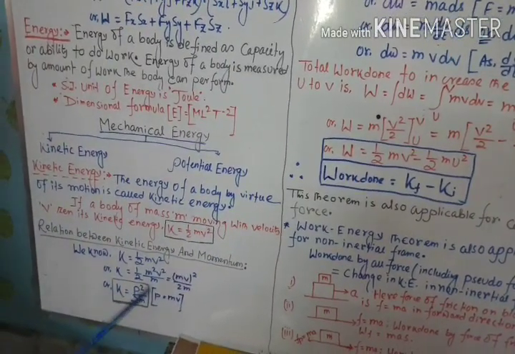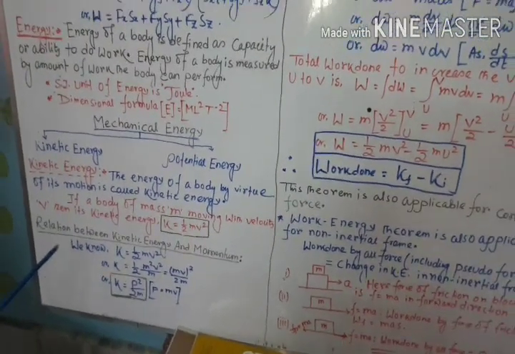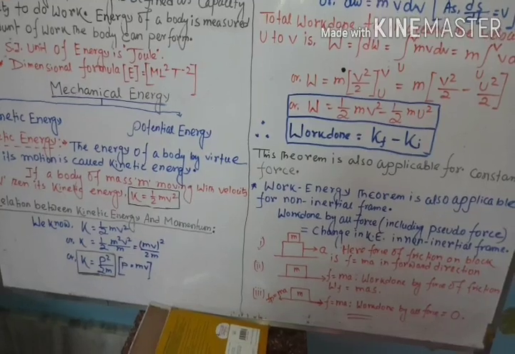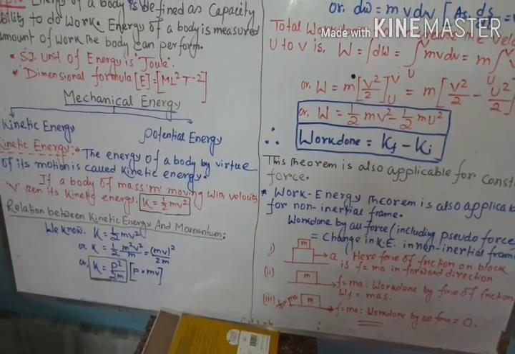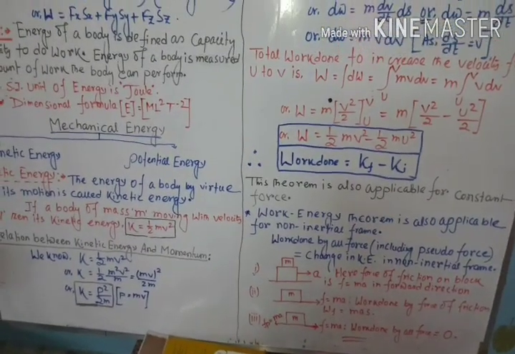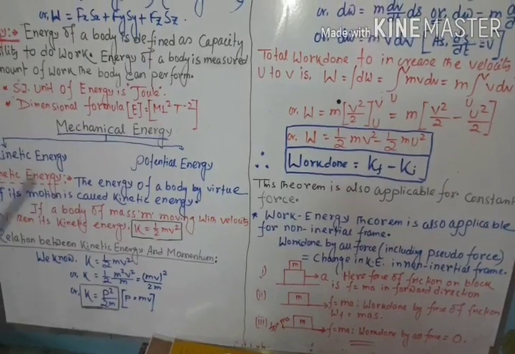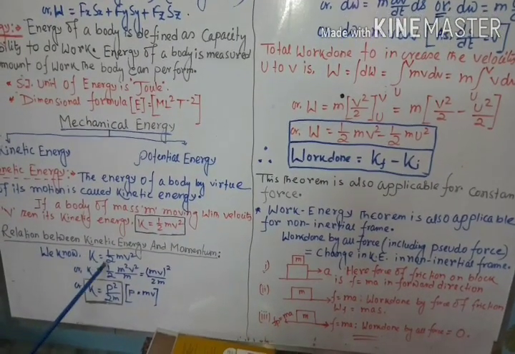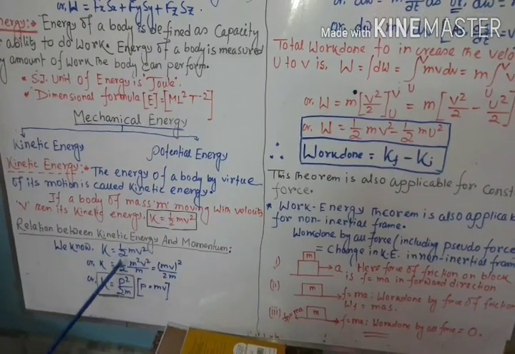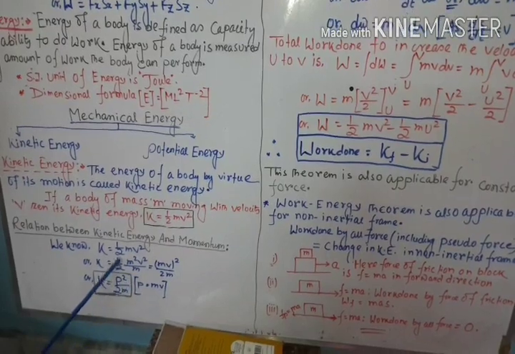Remember it. Now there is a very important relation between the kinetic energy and the linear momentum of a body. You have to know this relation, because sometimes on this relation a numerical is asked in your question paper. Now what relation? See, we know that kinetic energy is equal to half m v squared. Now this expression we can change like this.